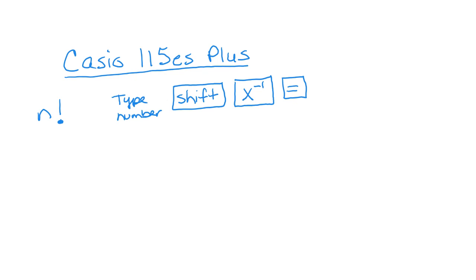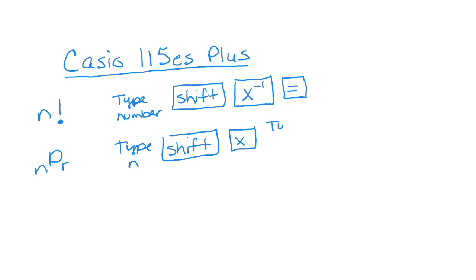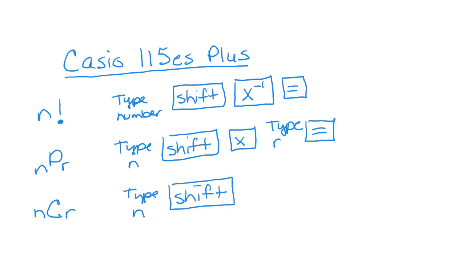For permutations, you'll type in your n value first. Press the shift button. Next, press the multiplication button. Type in your r value. And then your equal sign. And then lastly, for the combination, type in your n value. Press the shift key. And then we're going to press the division key. Type in your r value. Press equal to execute.